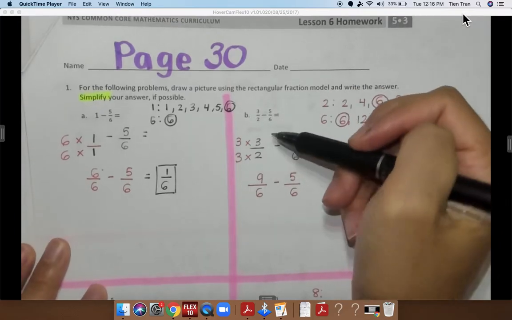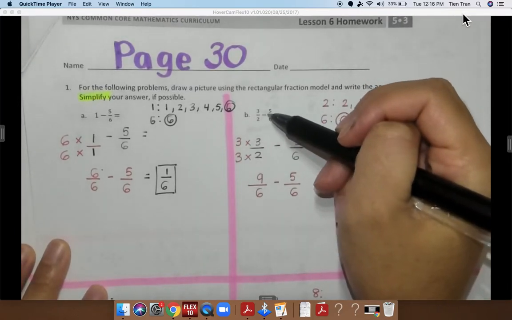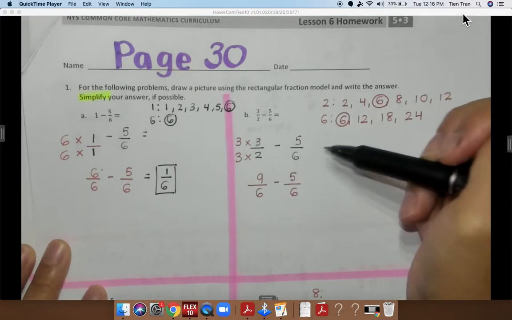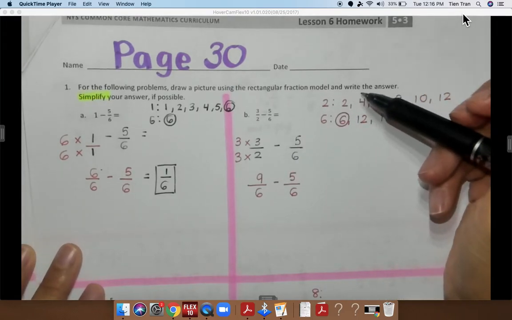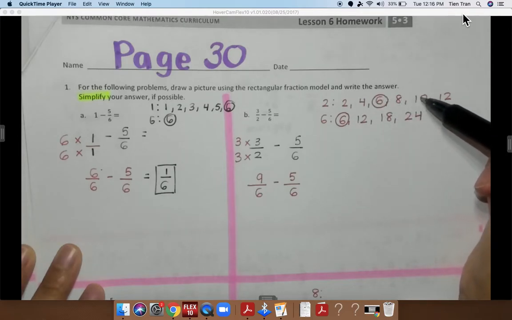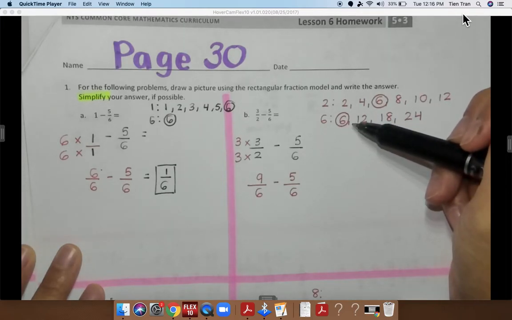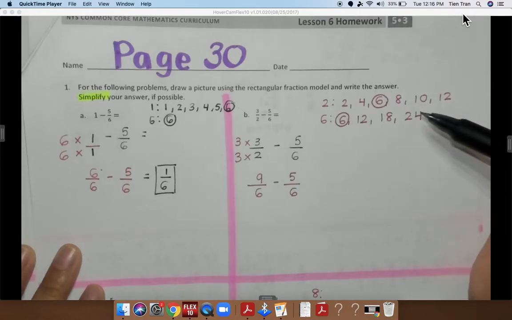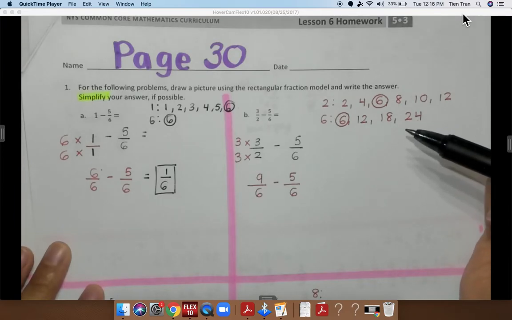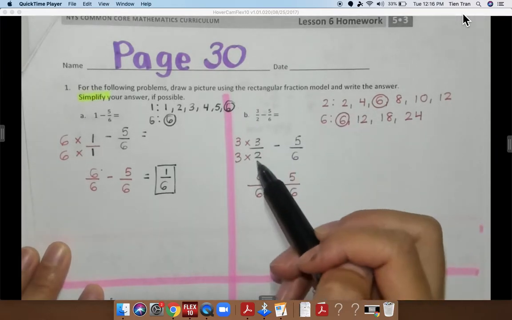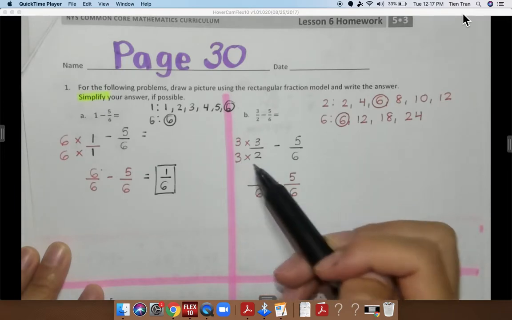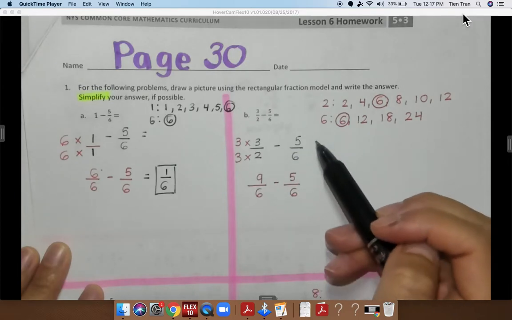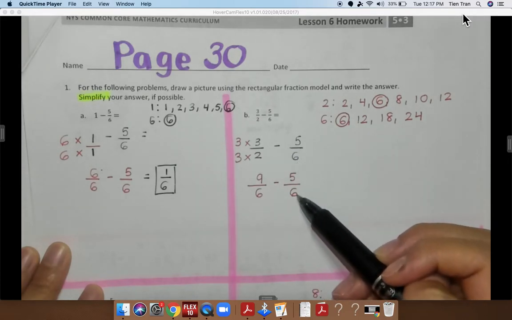Now over here on this side, I have 3/2 minus 5/6. I am using my multiples of 2 and 6 to find out what the common denominator is. So I'm skip counting. 2, 4, 6, 8, 10, 12. For 6, I'm skip counting. 6, 12, 18, 24. I notice that 6 appears in both as the least common denominator, so I am now multiplying times 3. 2 times 3 is equal to 6, and 3 times 3 is equal to 9. On this side, I can leave it alone because my denominator is already 6.